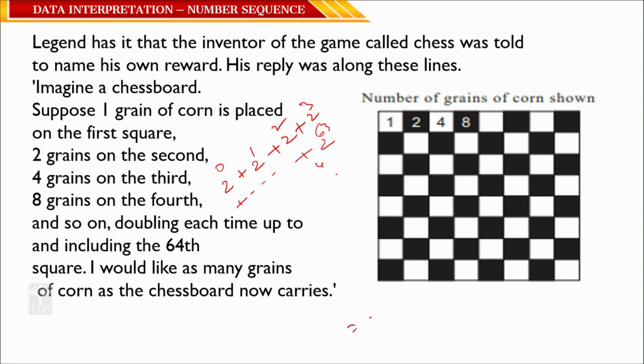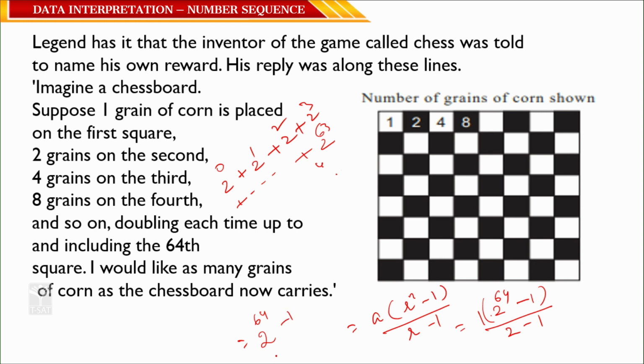Its sum has a formula: a times (r to the power of n minus 1) by (r minus 1). Here a, the first term, is 1. R to the power of n means 2 to the power of 64, minus 1, by r minus 1, which is 2 minus 1. So its value is 2 to the power of 64 minus 1.